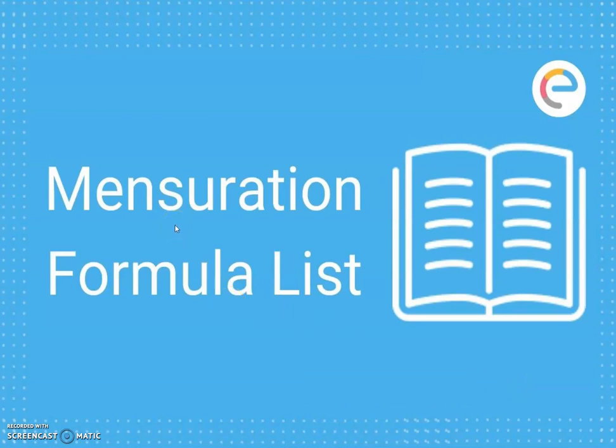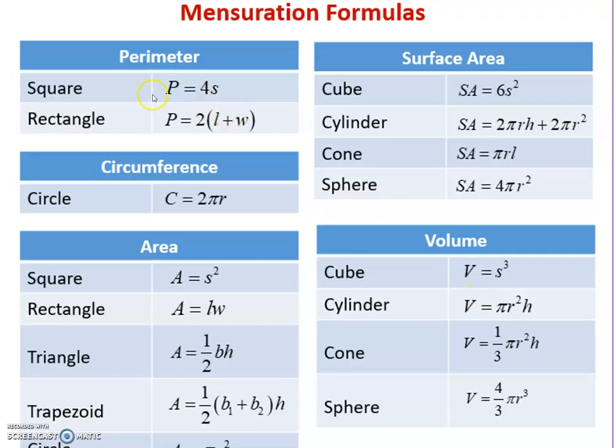Mensuration formula list we have to cover. The mensuration chapter totally depends on two-dimensional and three-dimensional regions. That is very important. Mensuration means to measure something. Yes, I revise the mensuration formulas again.